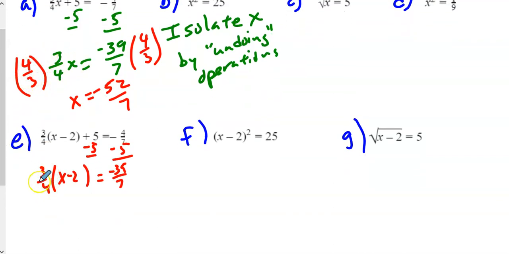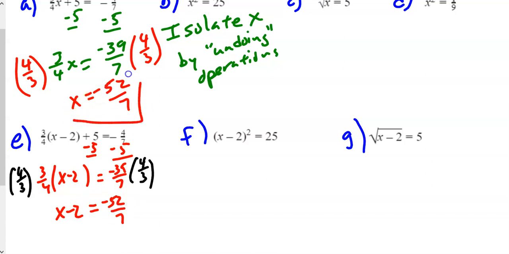How do I get rid of this 3/4? X is inside the parentheses with the minus 2. I'm going to multiply by the reciprocal. I'm going to multiply that by 4/3. So again, this will just turn into 12 over 12. So I will simply just be left with x minus 2 because that'll turn into a 1 right there. And I'm going to multiply this by 4/3. So again, same thing up here. So that's going to be negative 52 over 7.